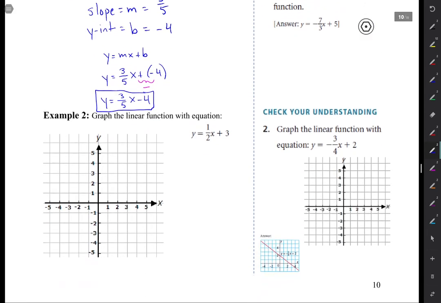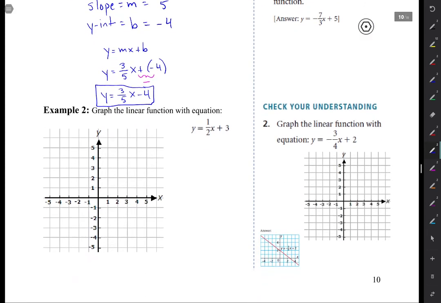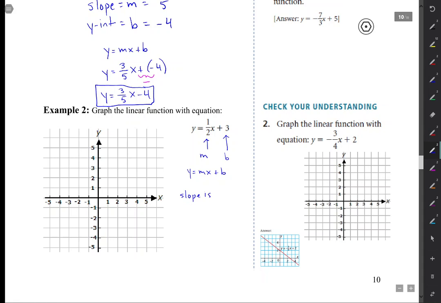So now let's get to graphing these lines given the equation. Graph the linear function with this equation. So this is in slope-intercept form. We have that right here is the m value, and right here is the b value, because it would be y is equal to mx plus b. So in other words, that means the slope is 1 over 2, and the y-intercept is 3.